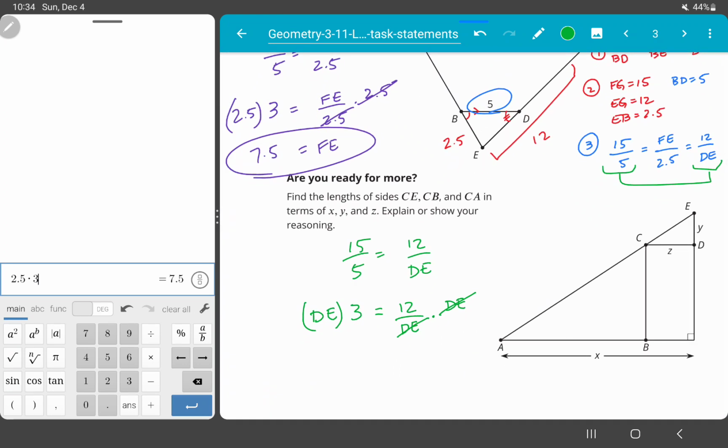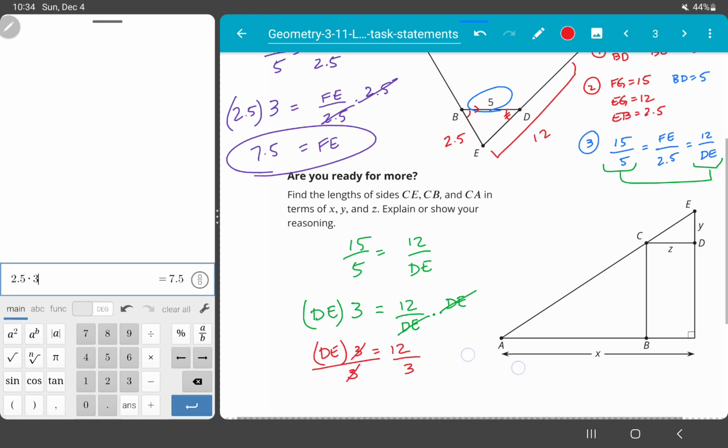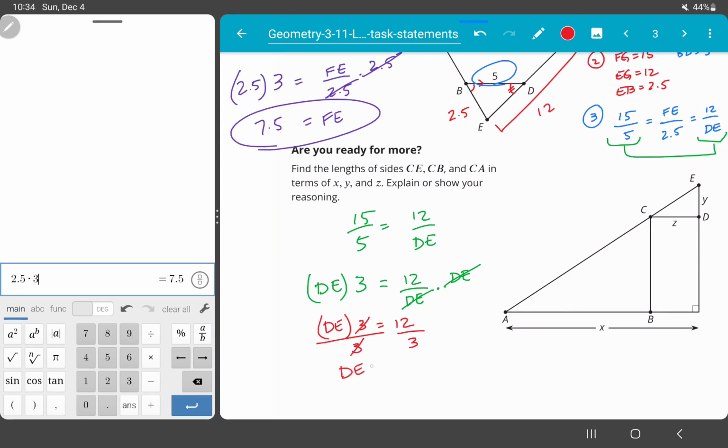And now I'll do this in a different color so we can see that. Now I've got DE times 3 equals 12. So now we can divide by 3 to make these cancel. And 12 divided by 3 is 4, so the length of DE should be 4.